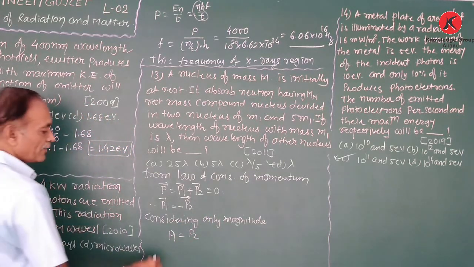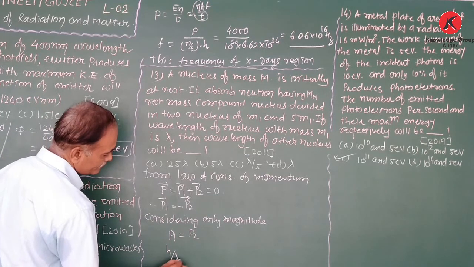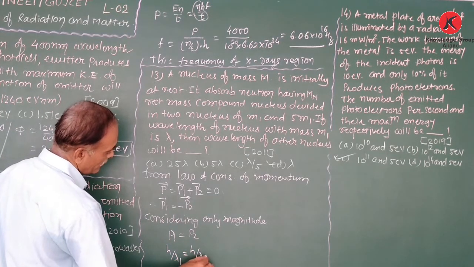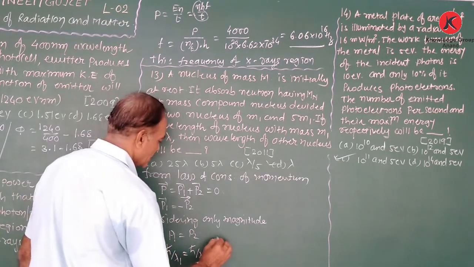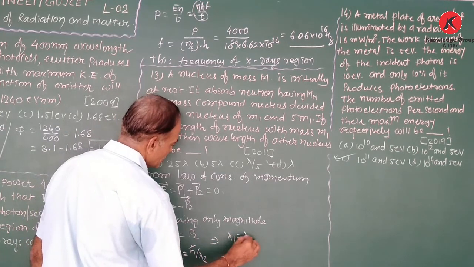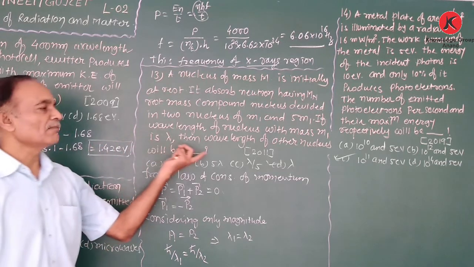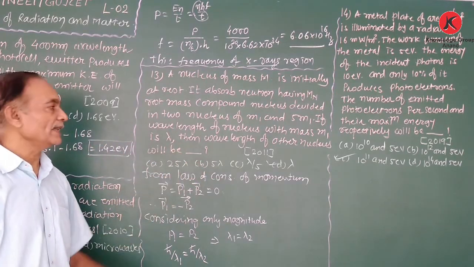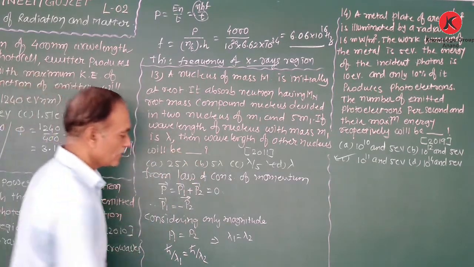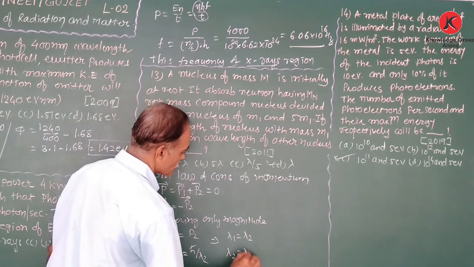P = h upon lambda1, and here h upon lambda2. h is cancelled. Therefore, lambda1 = lambda2. Therefore, the wavelength of both masses, M1 and πM1, is the same. Therefore, lambda2 is also lambda.